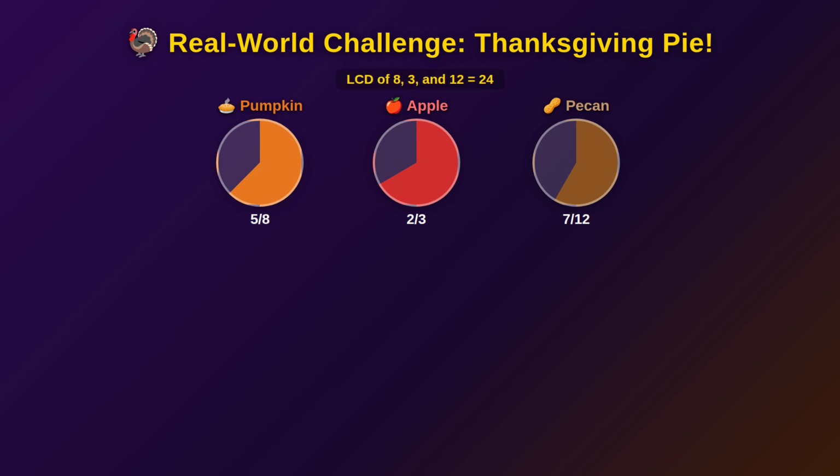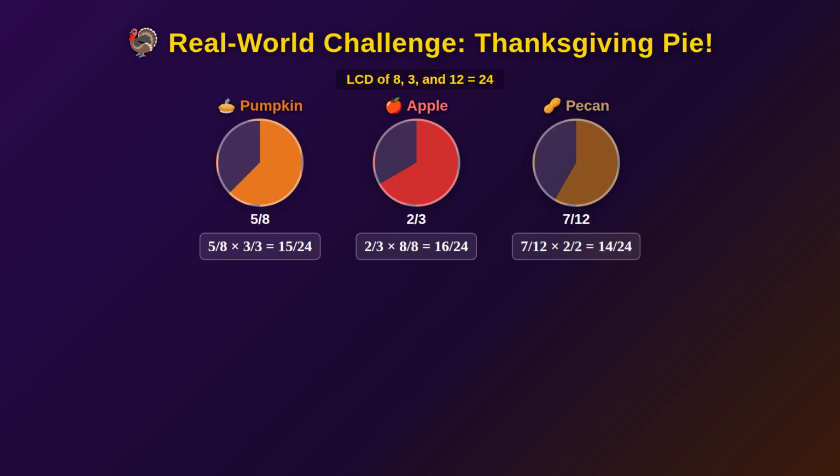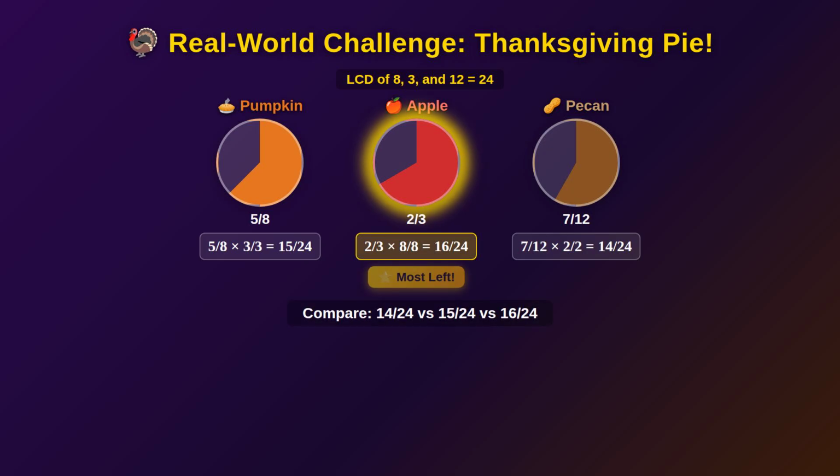Here's a real-world challenge. It's Thanksgiving, and 3 different pies are left on the table. The pumpkin pie has 5/8 remaining, the apple pie has 2/3 remaining, and the pecan pie has 7/12 remaining. Which pie has the most left? Let's find out using common denominators. The LCD of 8, 3, and 12 is 24.